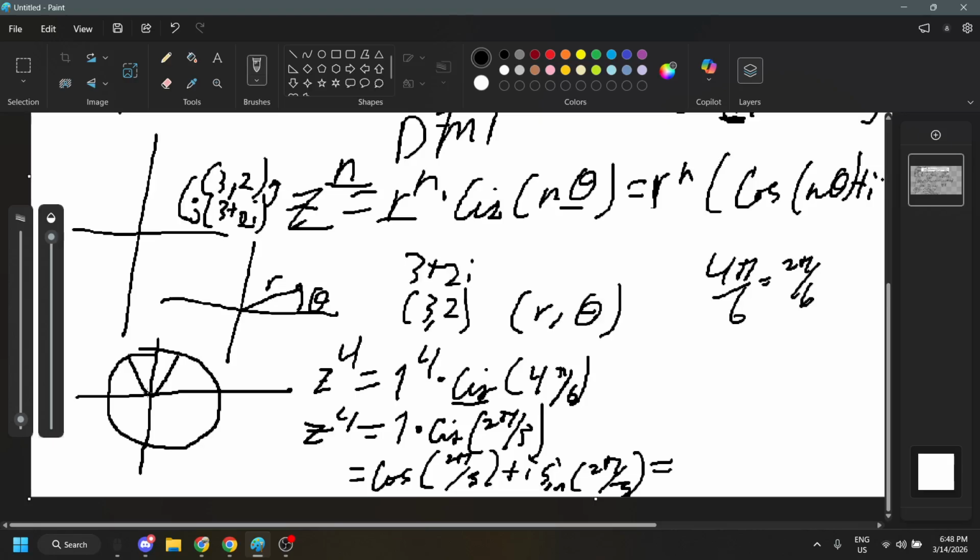We see that here x is negative and smaller than y. So cosine, which is x, is going to be negative the small one, which is 1/2. And sine is positive and large. What's the large one? Root 3 over 2.